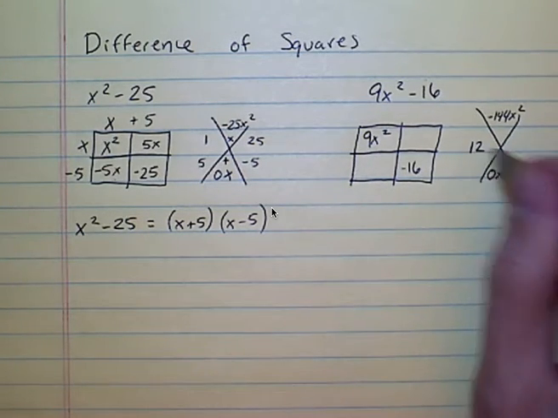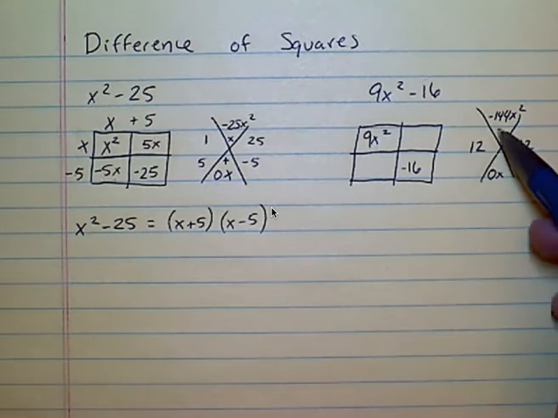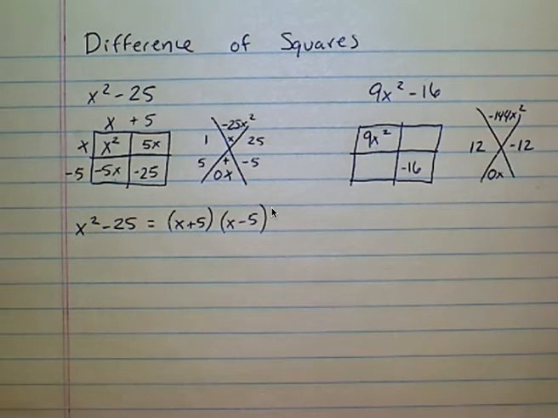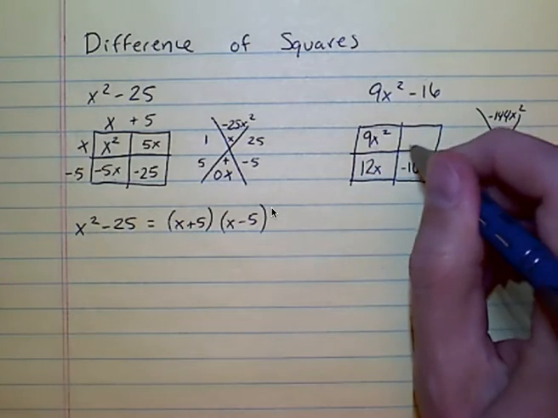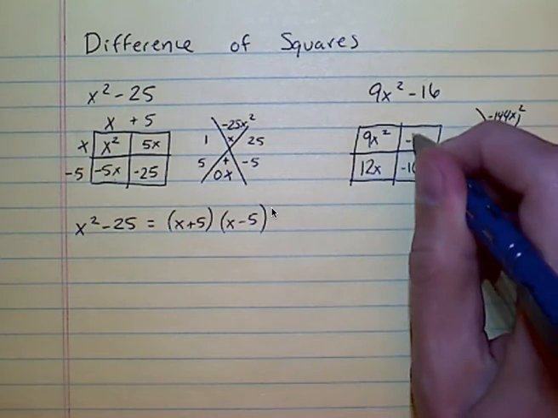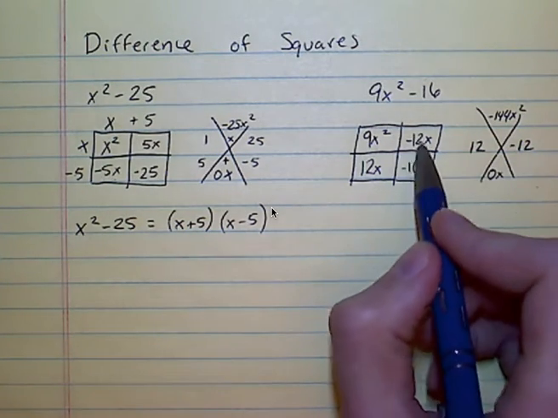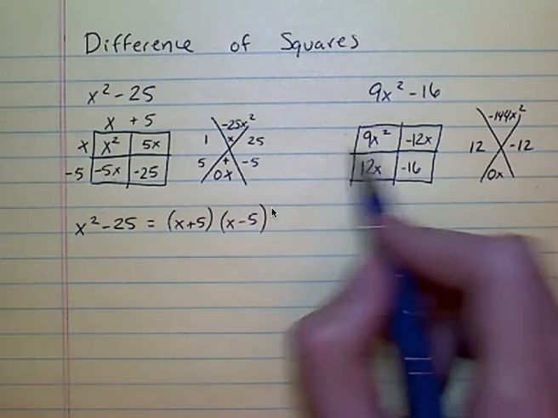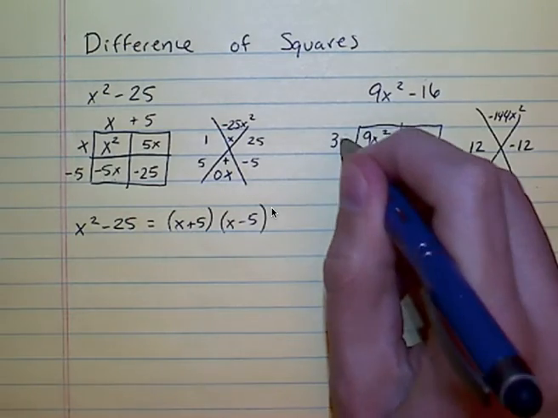And for those of you that know your perfect squares that high, it's 12 and negative 12. 12 times 12 is 144, but one needs to be positive and one needs to be negative. So I know that 12x goes in one of my missing pieces, and negative 12x goes in the other. And then again, we're looking for greatest common factors. So the greatest common factor for this piece right here, between 9x squared and negative 12x, is 3x.